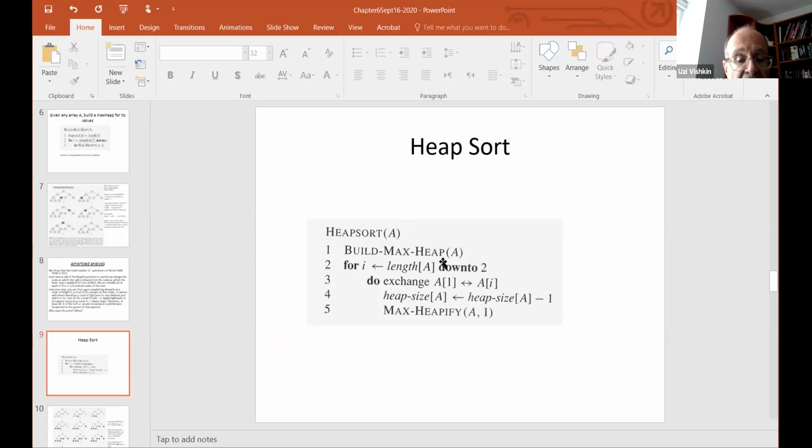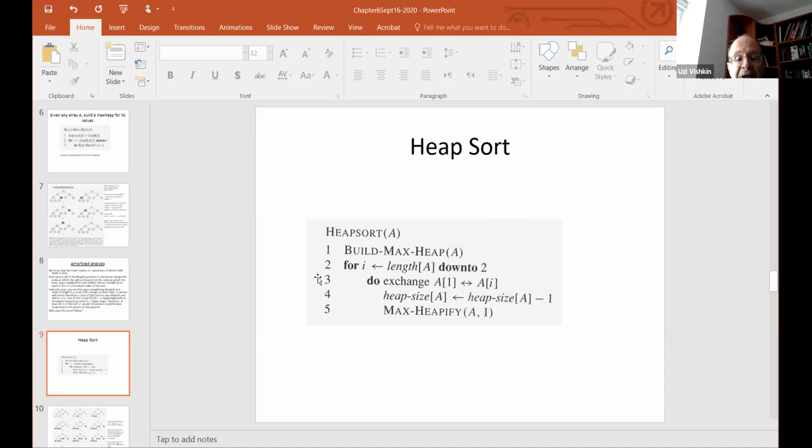Here comes the new element. I want this array sorted. What does it mean? I want the elements in an array in increasing order. So take the element at the root. What can you tell me about the element in the root? It's the maximum, right? So I pick this element and I do the following trick. And once you understand this trick, you will immediately see why this solves the sorting problem.